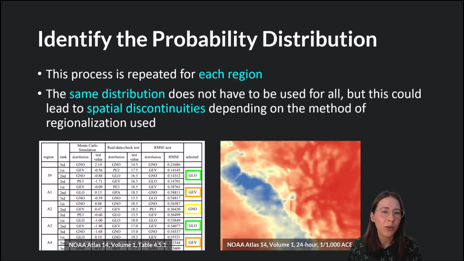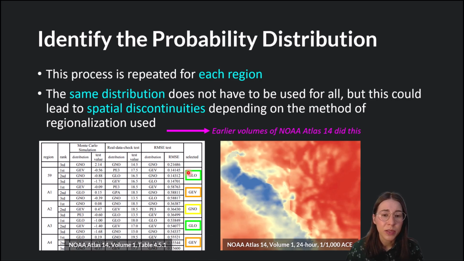It's important to note that the same distribution doesn't have to be used for all regions within your analysis domain, but it could lead to spatial discontinuities depending on the method of regionalization that's used. This is something that was common in earlier volumes of NOAA Atlas 14. For example, in the table below, different distributions were selected for different regions.